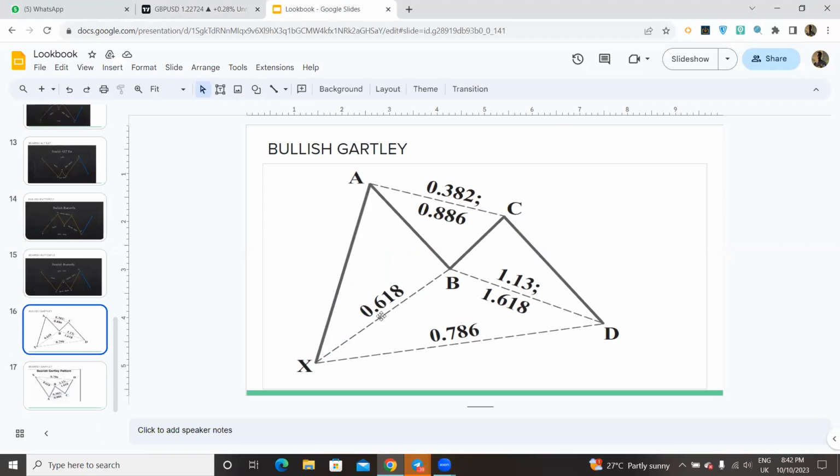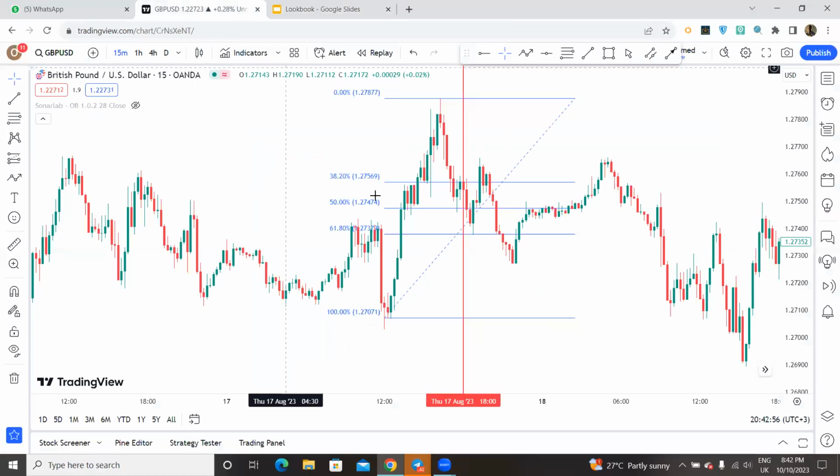Now the Gartley is XA to get B, it has to lie at the 61.8, and to get C, you have to pull a fib from A to B. That is between the 38.2 to the 0.886. Now, to get D, it has to be at this 0.786. Now let's go and repeat that.